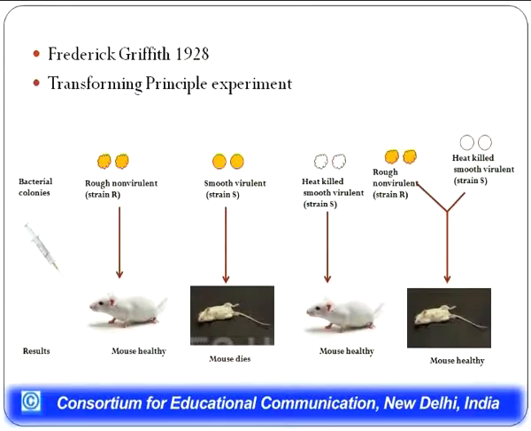In another set of experiment, he took the rough strain of bacteria and heat killed smooth strain bacteria. And when he injected these two components together, he saw that the mouse died, and also he was able to isolate smooth strain bacteria from the blood of the mouse. This experiment helped him in establishing that heat killed smooth strain bacteria had a transforming principle which could somehow transform the characteristic of the rough strain bacteria, and that led to the formation of smooth strain bacteria. Though still he was not able to pinpoint which molecule in the cell was the transforming principle.